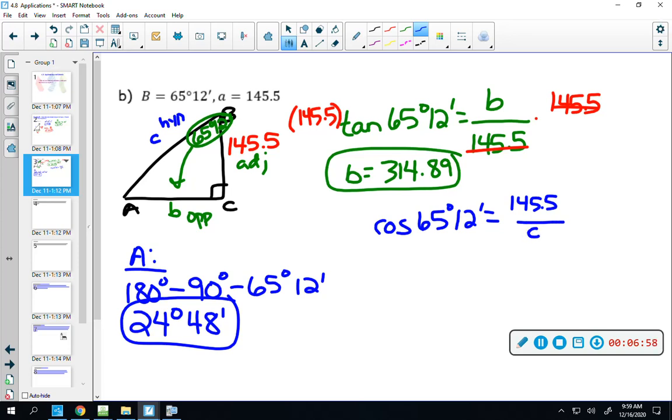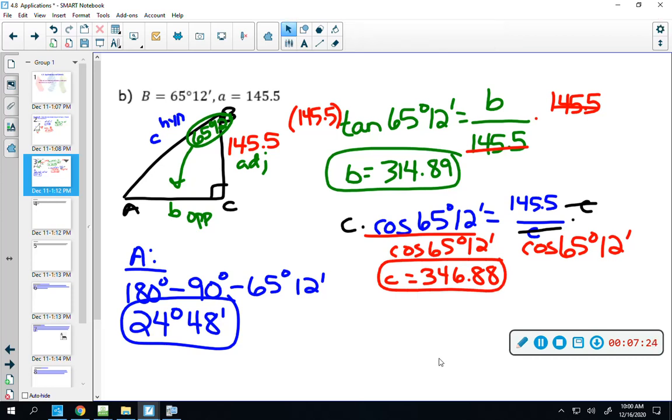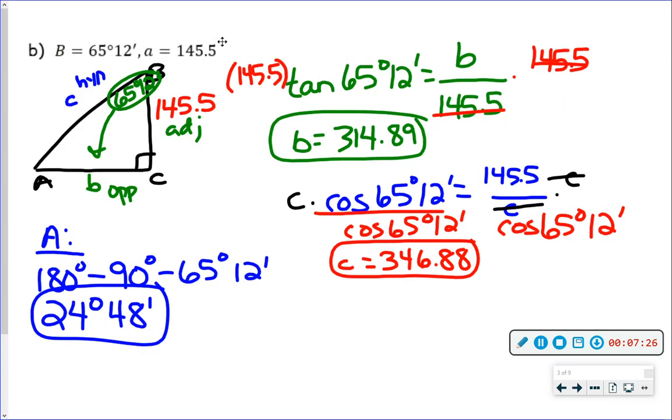Again, I'm going to use some algebra skills. I would just multiply each side by c to clear out the denominator. And then to get c by itself, we're going to have to divide each side by cosine, 65 degrees, 12 minutes. And of course, we're just going to type that in the old calculator, and we're going to end up with about 346.88. And again, you could have used your Pythagorean theorem. You'll get the same answer. You just have kind of some large numbers, but it's however you want to do it.